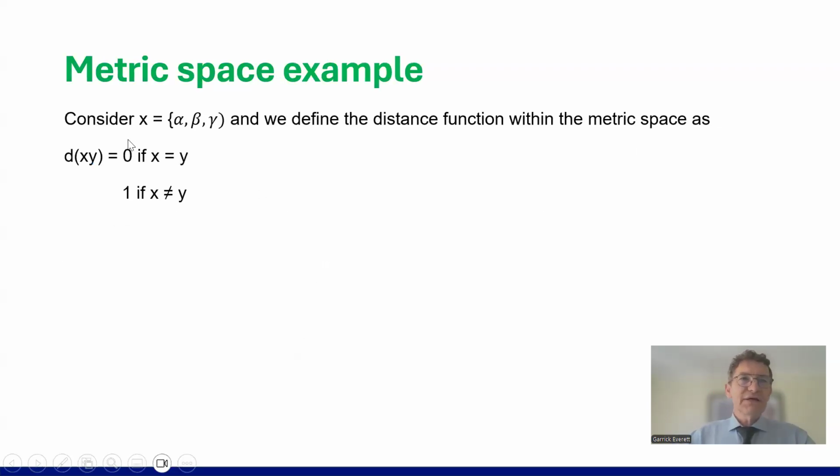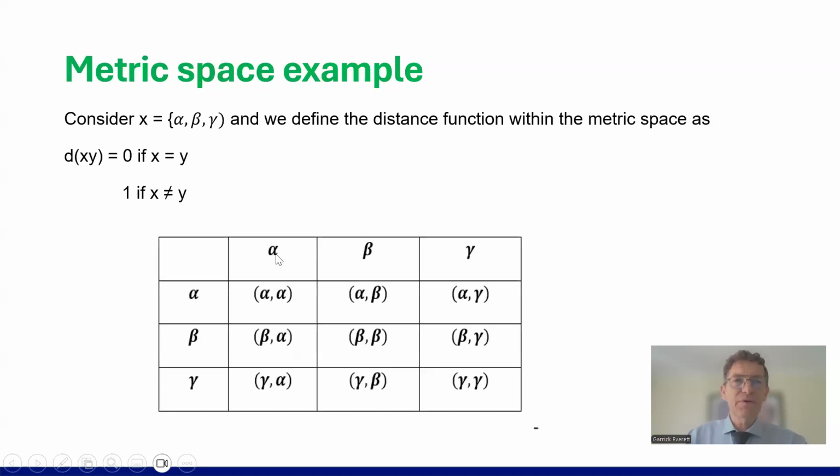So here's an example. Consider X is alpha, beta, gamma, and we define the distance function with the metric space as the distance between x and y is 0 if x equals y, and the distance between x and y is 1 if x doesn't equal y. Okay, we're going to define that. So if we draw that up with alpha, beta, gamma across and down, it will end up looking like that. We'll go alpha to alpha, alpha to beta, alpha to gamma, etc. And here you'll notice down the diagonal, you've got alpha going to alpha, beta going to beta, and gamma going to gamma.